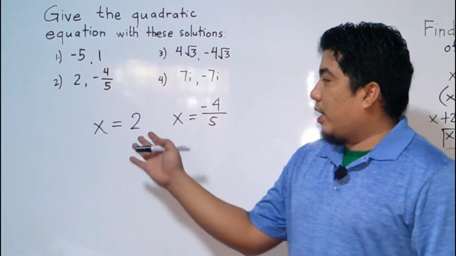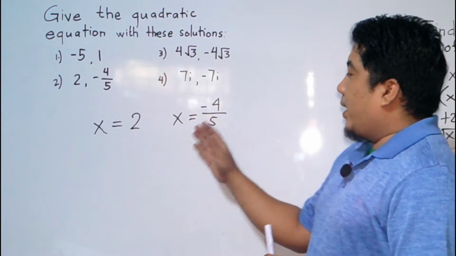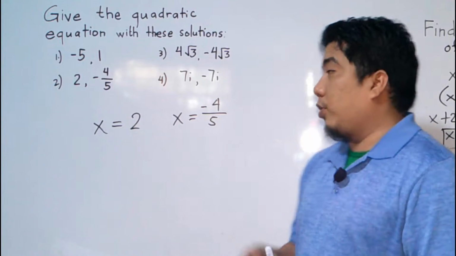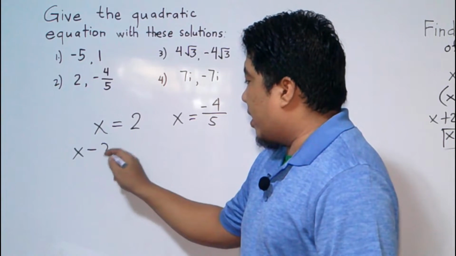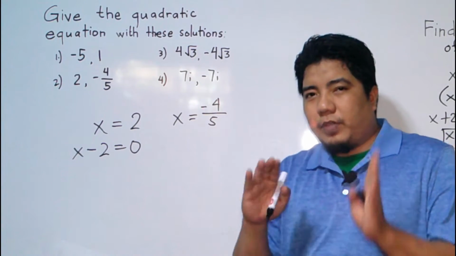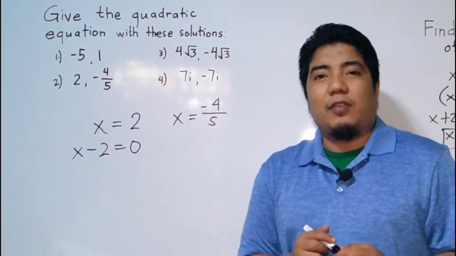Okay, math learners, we are here in our second example. We have x is equal to positive 2 and x is equal to negative 4/5. So, by using the reverse method, what we will do here is we transpose our positive 2, giving us x minus 2 is equal to 0. Now, here's the tricky part. What will you do if you have a value that is a fraction?